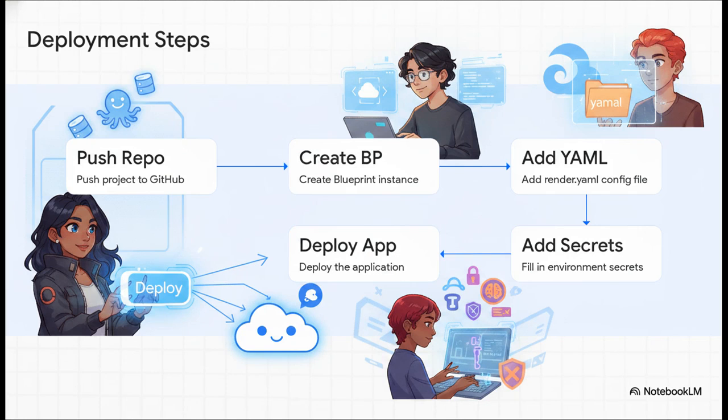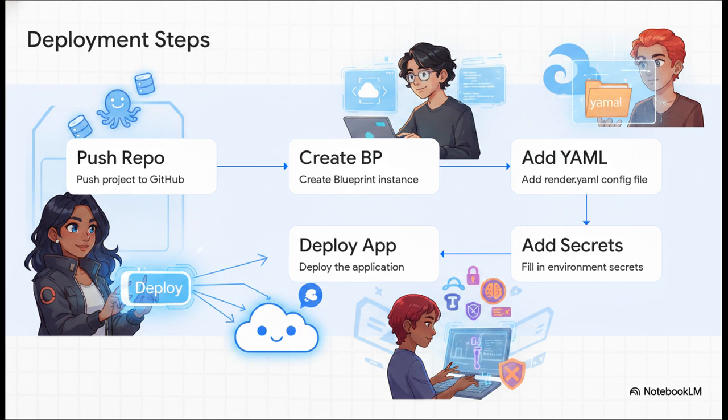Let's see how this all builds out into our final deployment pipeline. Step 1. You push your completed local project up to a public or private GitHub repository. Step 2, you head over to the Render dashboard and create a new blueprint instance, connecting it straight to that GitHub repo. Step 3, ensure your render.yaml configuration file is sitting there in the root folder. Step 4 is absolutely critical.